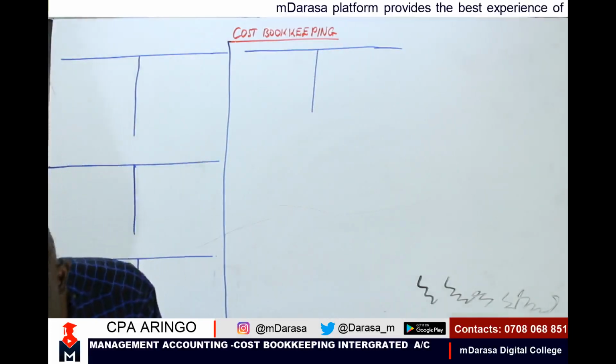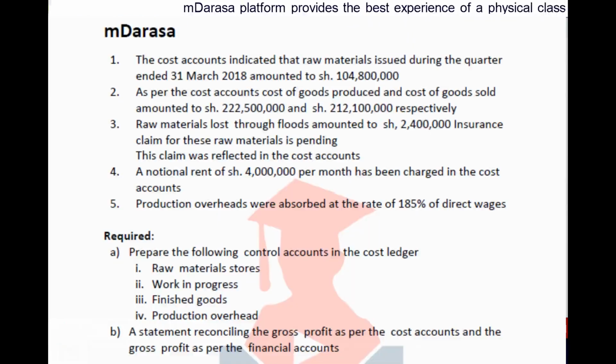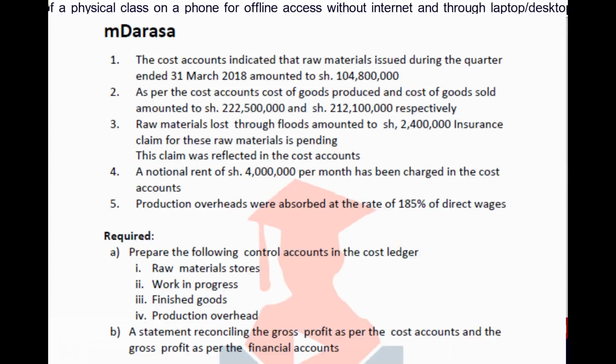Number 1 account that you are required to prepare, sharing the question again, raw materials stores. So I'm having raw materials account. Number 2 account required, work in progress account. So work in progress account. And I'm also told to prepare finished goods account.